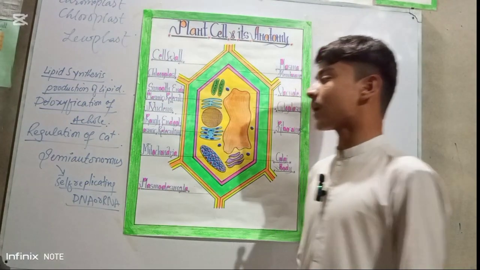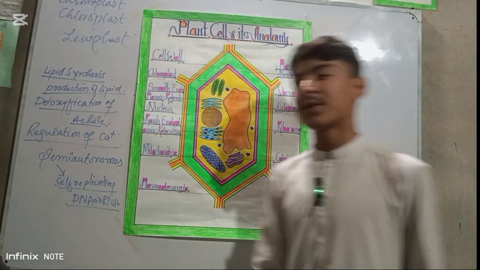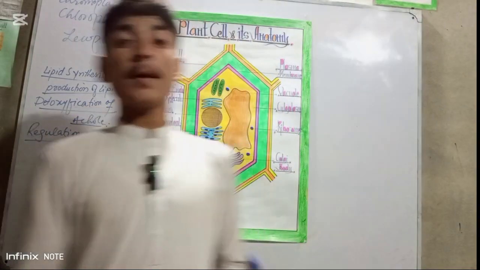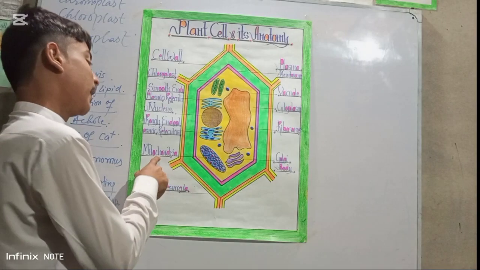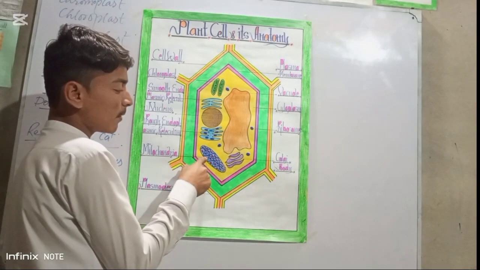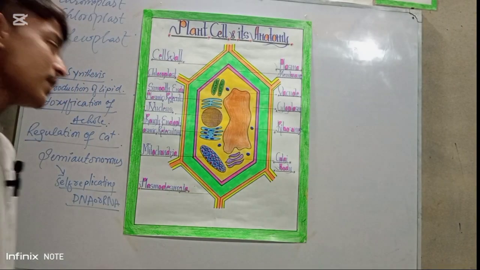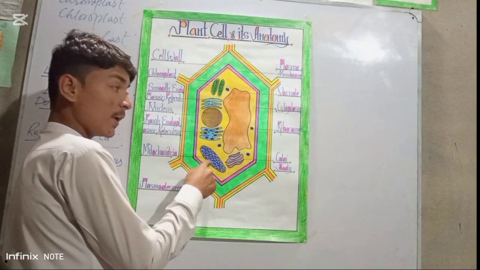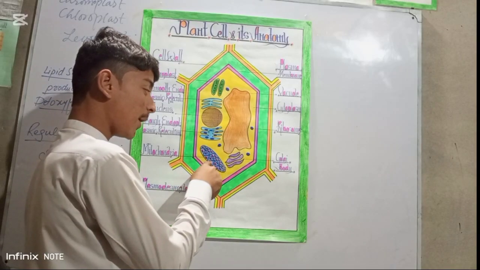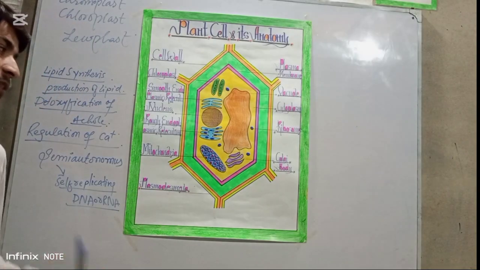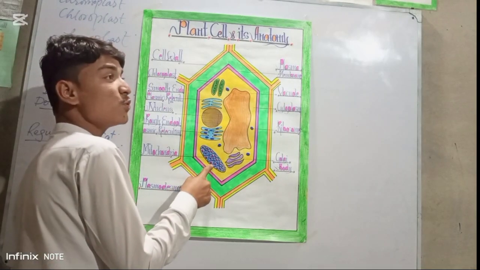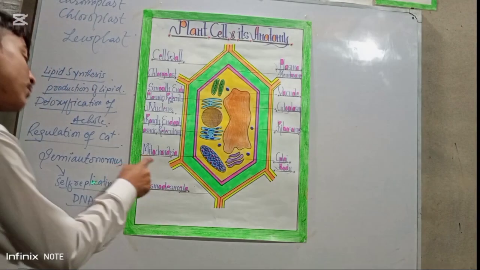Now we are discussing the next organelle, mitochondria. Mitochondria is also a double-bounded membrane. It has two membranes, an outer membrane and an inner membrane. Mitochondria was discovered by Albert von Kolliker in 1857. The inner membrane is a folded structure known as cristae, and its fluid is known as the matrix.